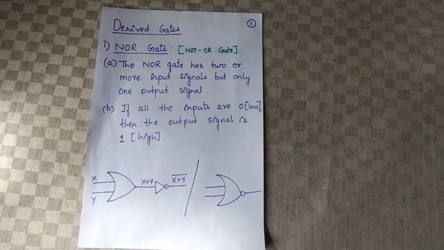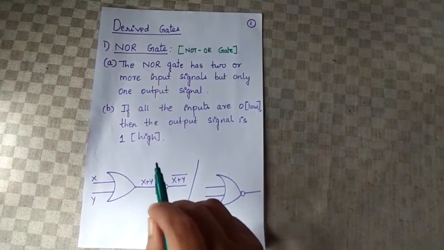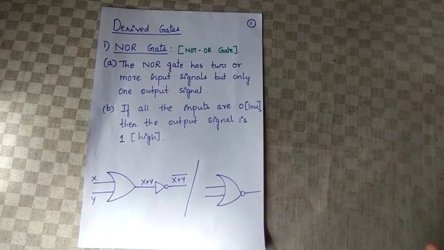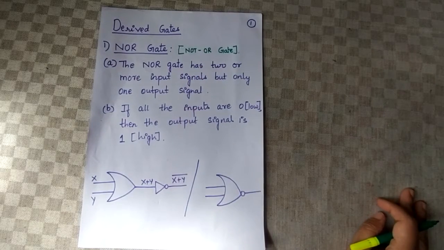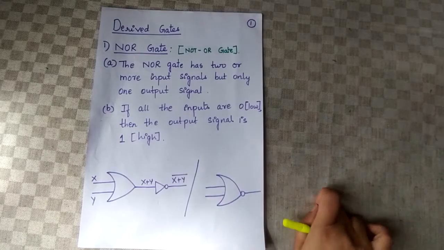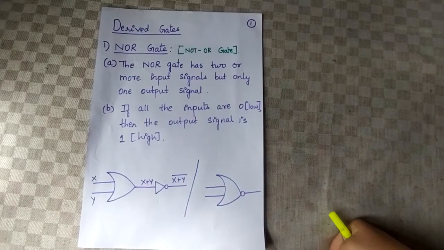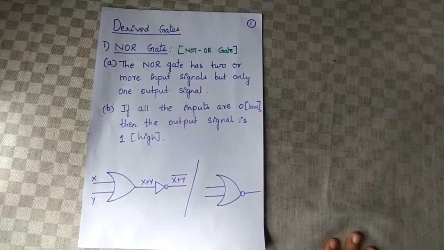If all the inputs are 0, that is low, then the output signal is high in NOR gate. So now you can understand this term. It says not OR, so our NOR gate works exactly opposite of OR gate. It is going to produce the output high or 1 only when all the inputs are 0. Only then NOR gate will give the output as 1 or high. And in the remaining cases it is going to be low or 0, right?